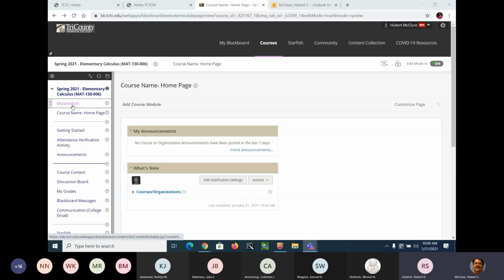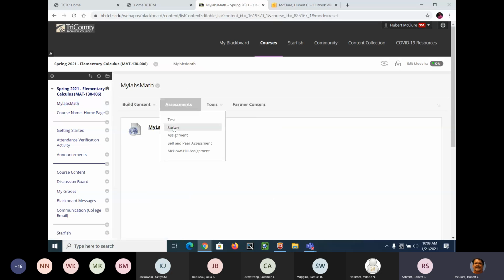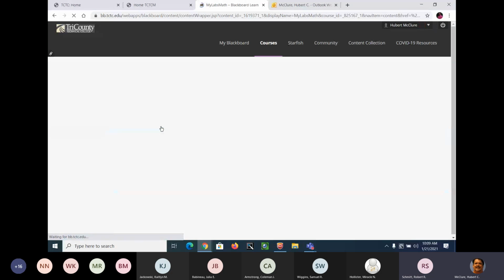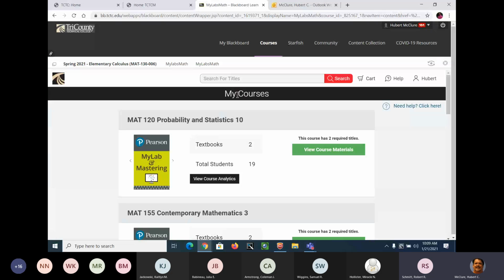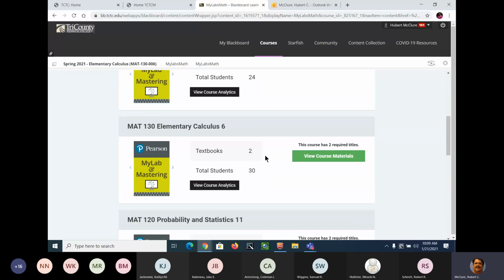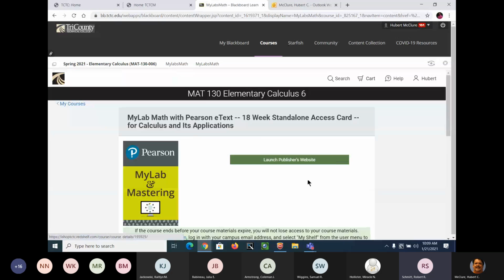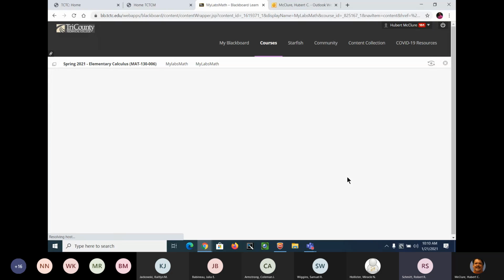There's the link. You hit it the first time, and then you hit it the second time, and then it'll take you to my courses. Now yours is not going to have these. You find your course. Yours is 130.06. And you click on View Course Material, then Launch Publisher Website, and click on the orange button.